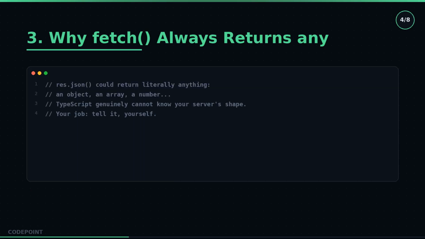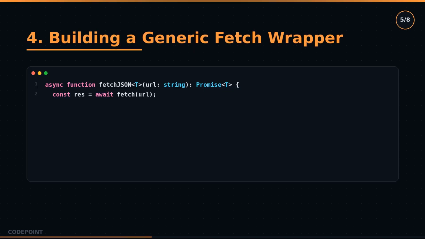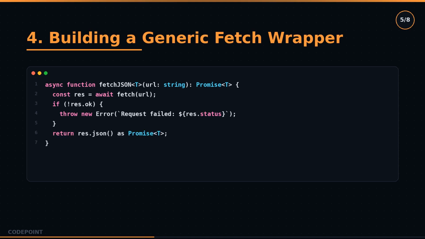3. Why fetch always returns any. Ever wonder why fetch in TypeScript gives you any for your response data? It's not a bug. TypeScript genuinely cannot know what your server sends back. res.json could return literally anything. An object, an array, a number. That's why it's typed as Promise<any> by design. Your job is to tell TypeScript the real shape yourself, either by annotating the resolved value, or better, using a generic fetch wrapper that does it for you every time.